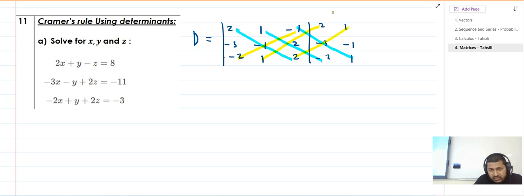1, 2, 3. Always do this so you don't make mistakes. Right, so I'm trying to solve this now. That's -4, that's -4 again, and that's +3, right?